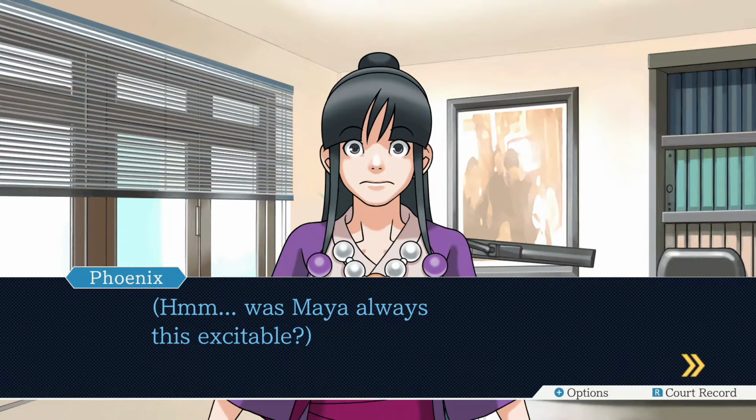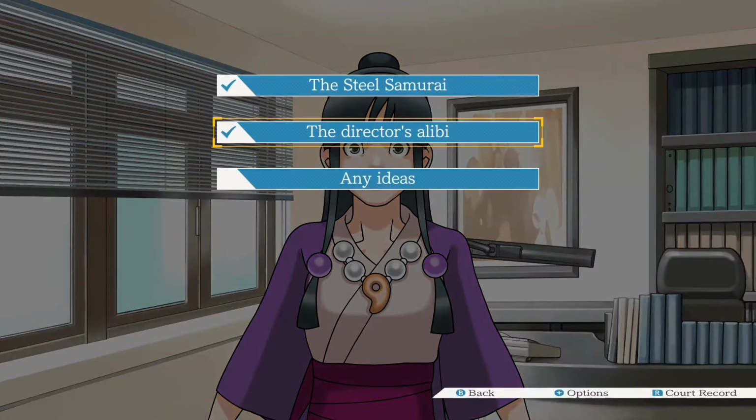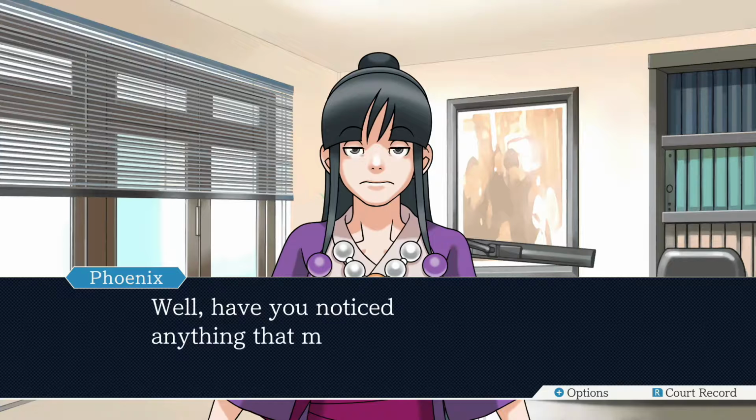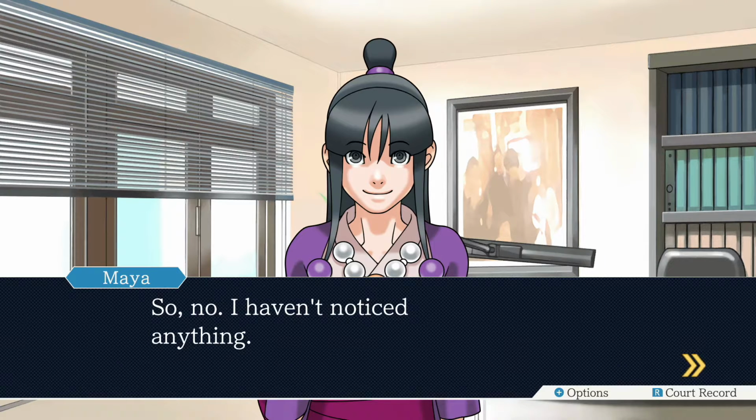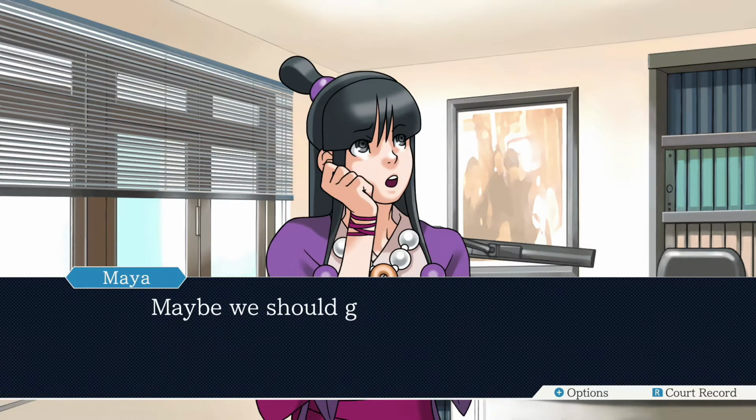Was Maya always this fucking nutty? Yes, she's literally the most chaotic character in the game so far. Yeah. Well, have you noticed anything that might help us? Bitch, I was dead. She was dead. I can't see what's going on when Mia's here. Really? So no, I haven't noticed shit. So that means that she could totally... We could do things and you wouldn't... No, okay, I'll keep that in mind. Yeah, I know the literal right.